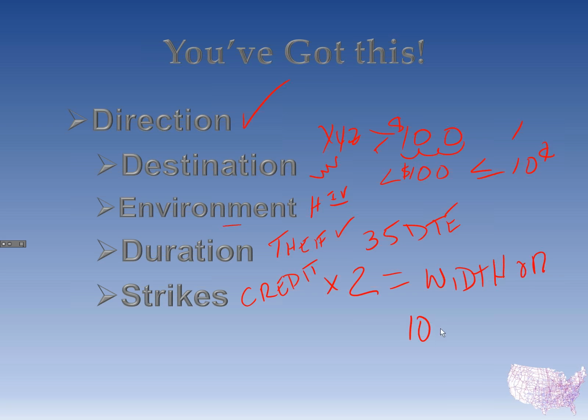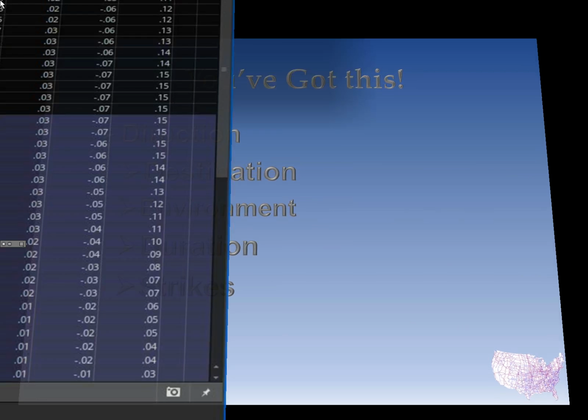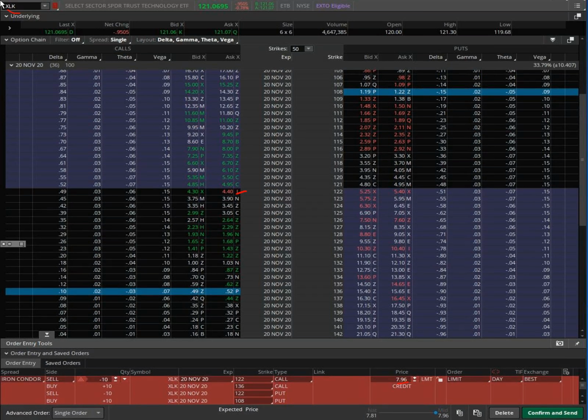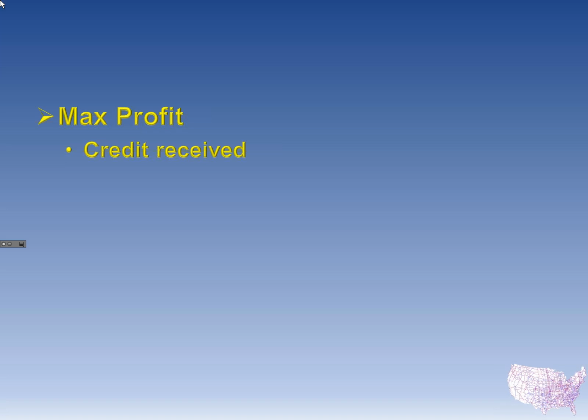Or the 10 delta to define it. All right, so let's talk about the max profit, and I'm going to pull this. I got a couple other things real quick. Max profit is the credit received.